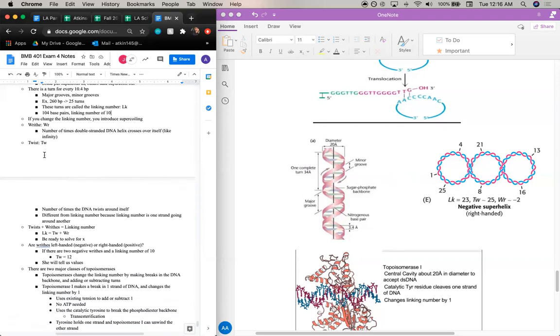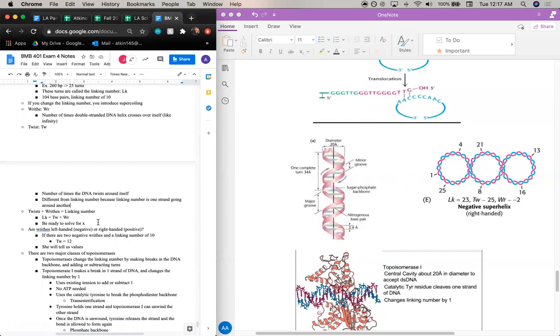Okay, and then we also have a twist, which is the number of times the DNA twists around itself, which is different from the linking number because the linking number is one strand going around another. Okay, so the linking number is the twisting of two single-stranded DNAs to make that DNA helix. And we know that the twist is different from that because that's two double-stranded DNAs linking around each other. So a little bit different. And we know that twist plus writhe equals the linking number. So this is your equation right here.